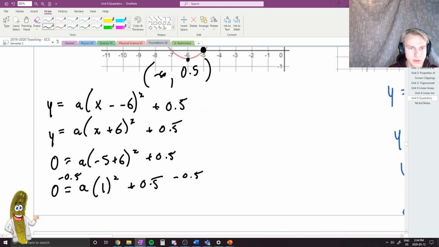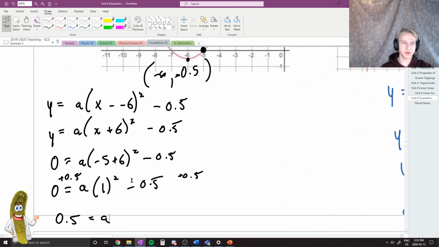And this should not be plus 0.5. This should be negative 0.5. So I need to change this. This should be minus 0.5. And so I'll add 0.5 to both sides, and we'd get 0.5 is equal to a.